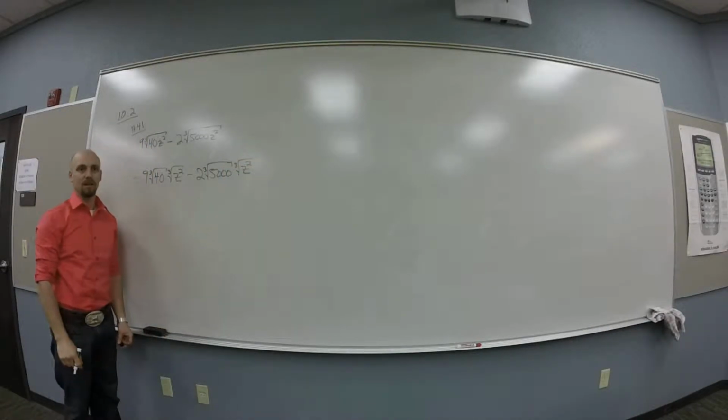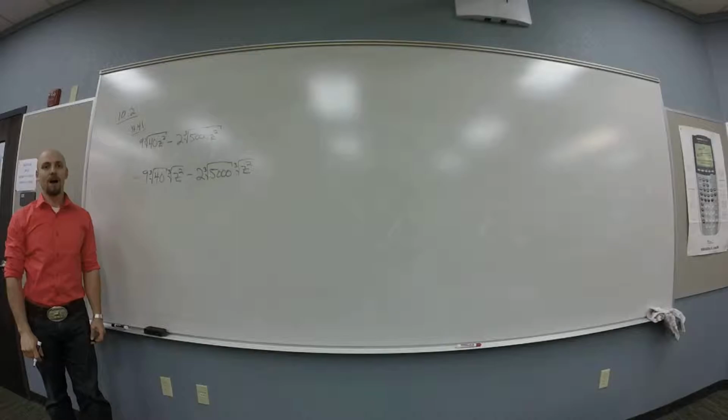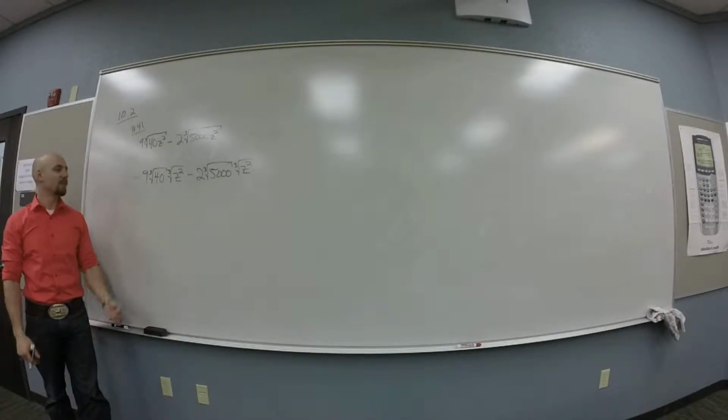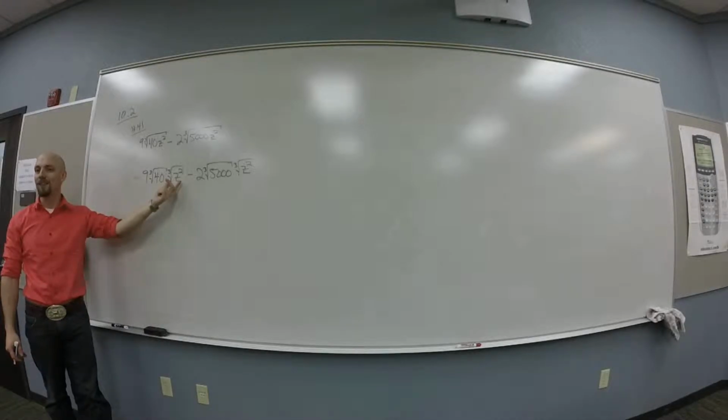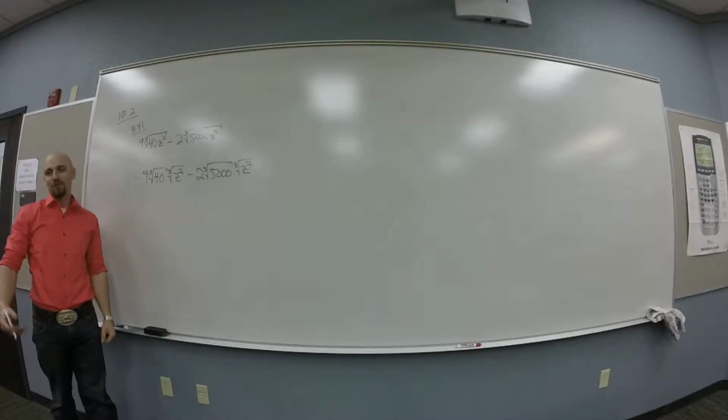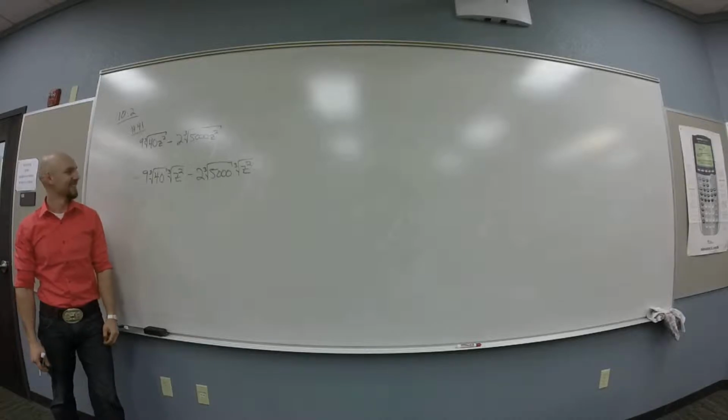Cube root of z squared, or z to the power of 2/3. We haven't learned that yet, but when we get to 10.5, we'll have a more concise way to write this. That's why we'll do 10.5 right after we're done with this.